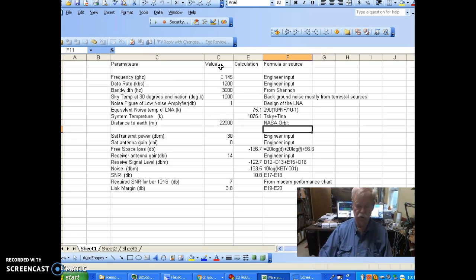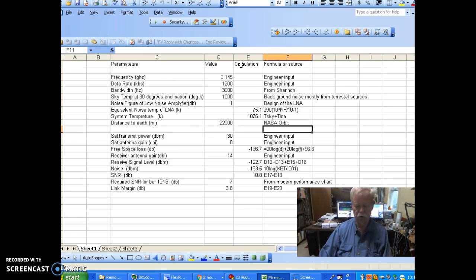So in the D column, we'll have the known values, and if we have to do some calculations, I stick that in the E column. And in the F column, I try to put the sources where it comes from or a formula. So let's get started. I want to do this quickly. It's kind of tough.